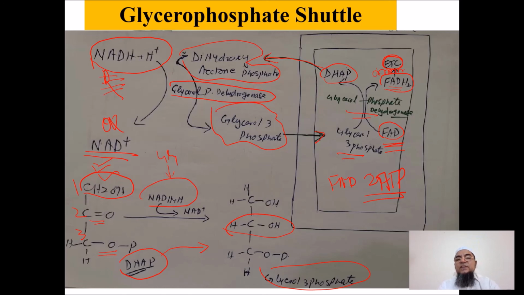This pathway is not effective in the human or animal system. The malate shuttle pathway is more effective in the human and animal system. I hope it will be clear now and there will be no confusion.